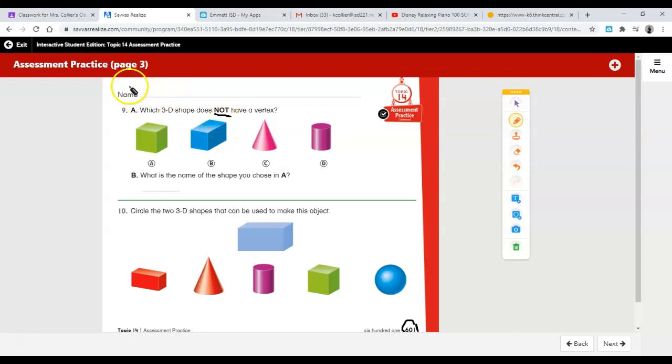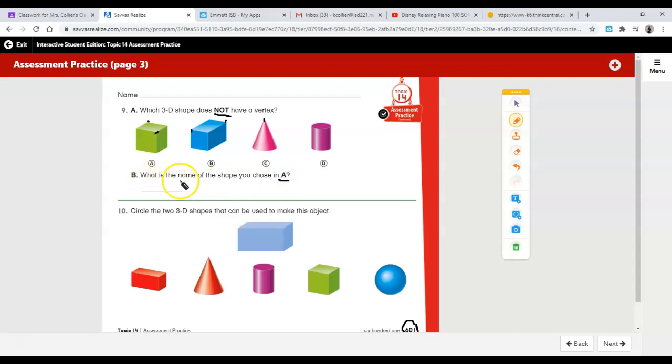So we talked a lot about vertexes in these lessons that we've done over the past week or two. A vertex is the corner point in a shape. It is that corner point, the very point. So it's asking which of these 3D shapes down here does not have a vertex. Then it wants you to fill in the answer choice, just one, that does not have a vertex. The second part of the question, it says, what is the name of the shape you choose in A?